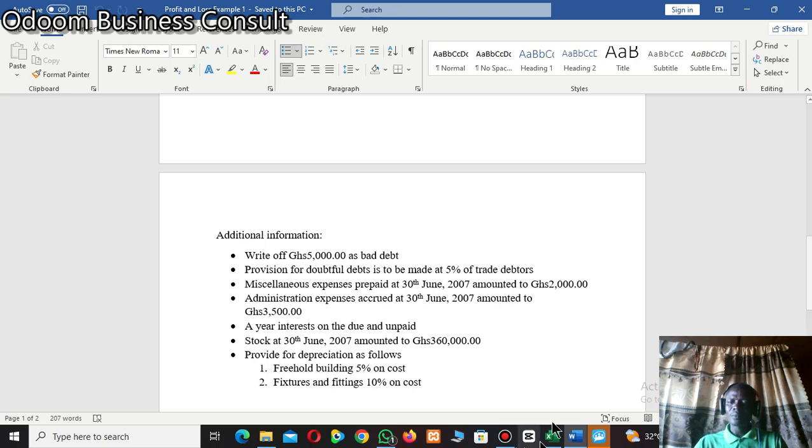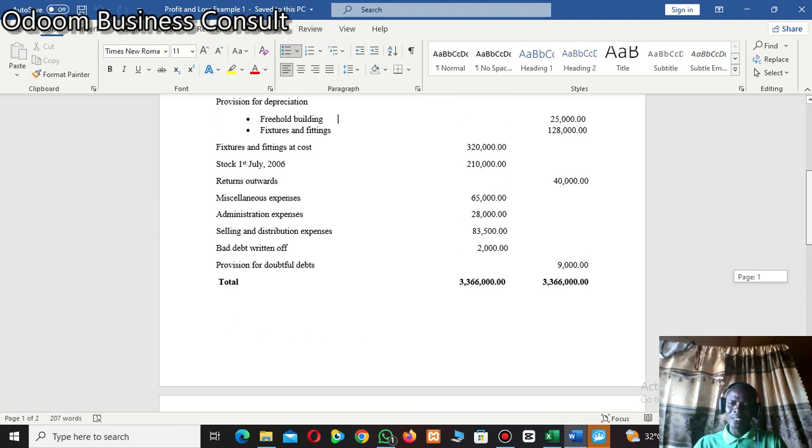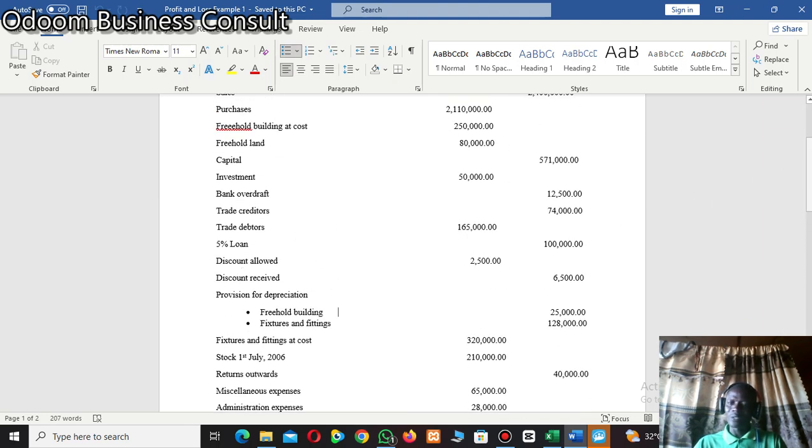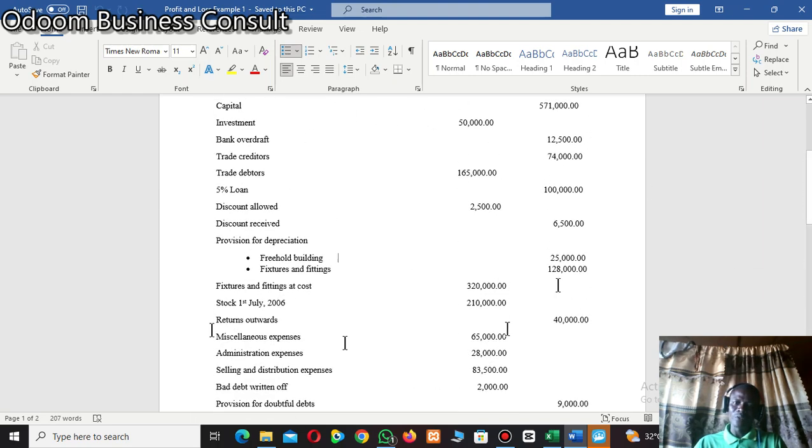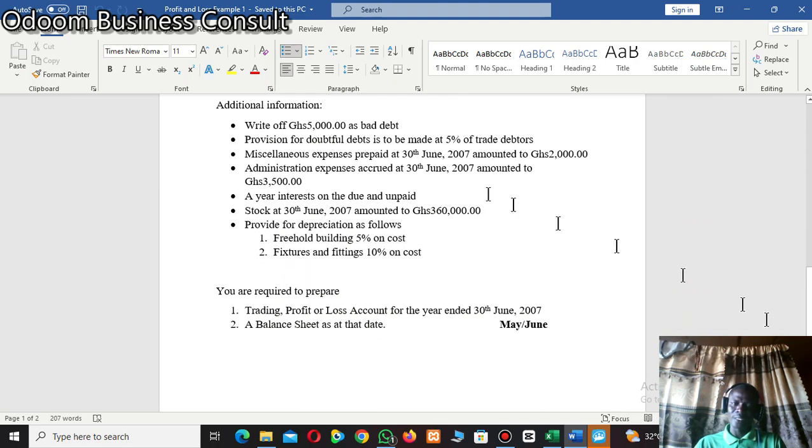Always start with the workings when you are doing a trading profit and loss account. I keep on repeating that. Some students will just pick the figures from here and send them to the trading profit and loss account. If you do that, you get some of the figures wrong, because the additional information will throw more light on what to do on some of the items presented here. So always start with the additional information, which is the workings.